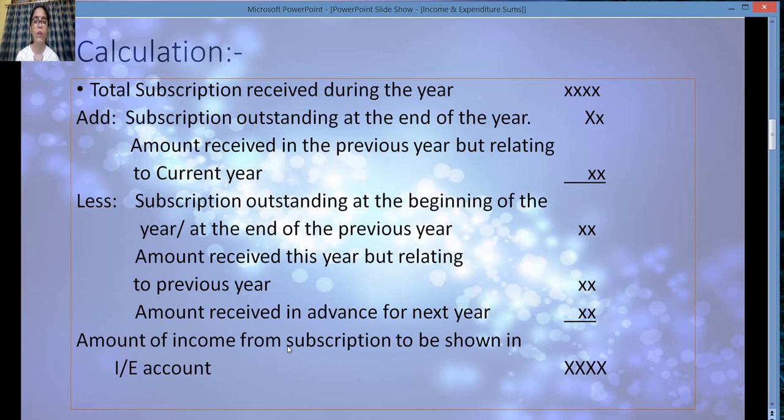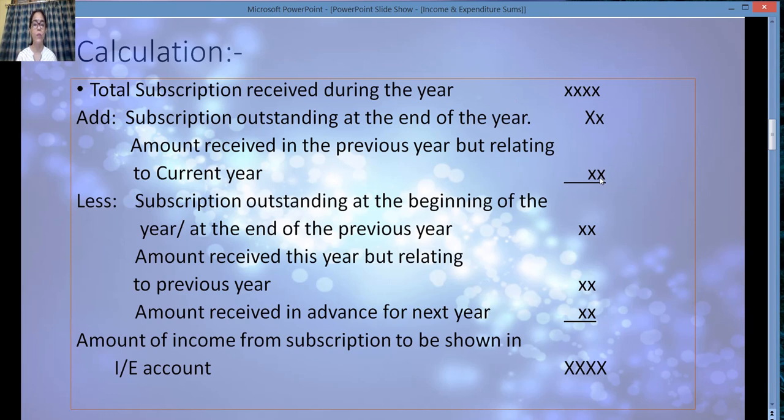So for a not-for-trading organization or non-profit organization, the main source of income is subscription, or let's say any other type of income, but subscription being the most important. So how do we calculate the income? We take the total subscription or the income received during a particular year. Now, to that, since it's a nominal account, we adopt the accrual basis of accounting. So anything outstanding at the end of that particular year is to be added, and any amount that was received in the previous year but relating to the current year is also to be added.